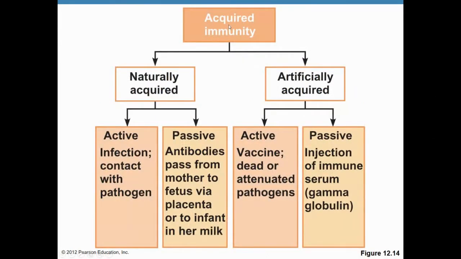So we have immunity. Immunity is subdivided into naturally acquired and artificially acquired. Under naturally acquired, we have active, and that's when you just contact the pathogen in your environment. Or we have passive, which is when mother passes antibodies to her offspring. Under artificially acquired, we have active because we have a B cell challenge, and that's when we are going to administer a vaccine. And we have artificially acquired passive, which is when you give an injection of gamma globulin.